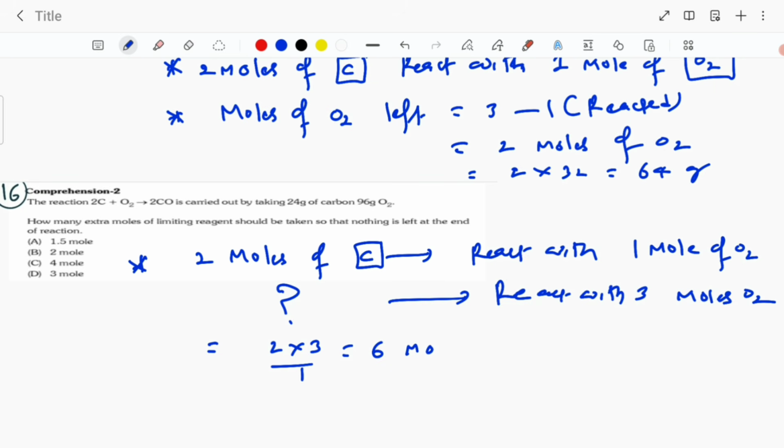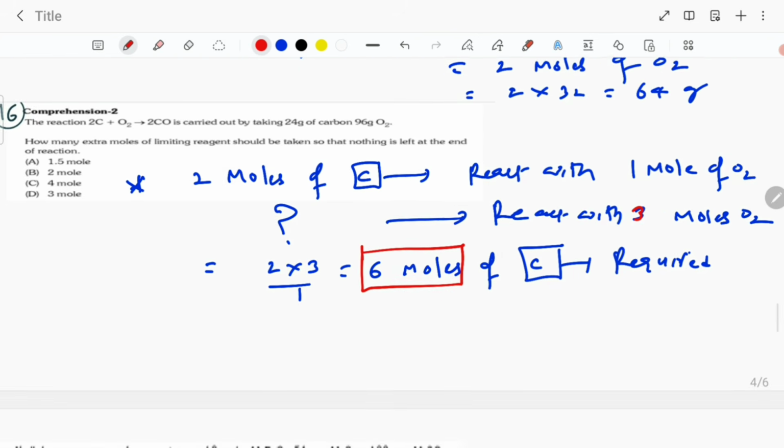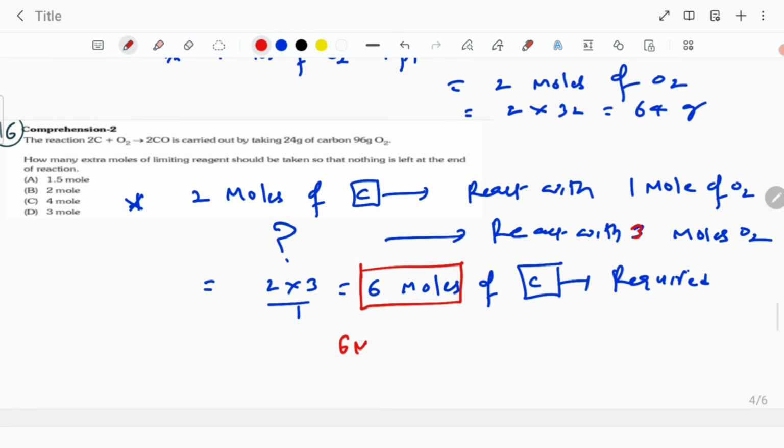So 6 moles of carbon are required. Then there is nothing left, and the 3 moles of oxygen will be completely utilized. So how many did we take? 6 moles required minus 2 moles present, as given. So how many moles more are required? 4 moles more are required.